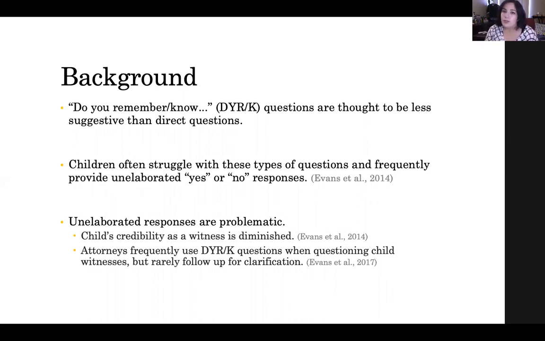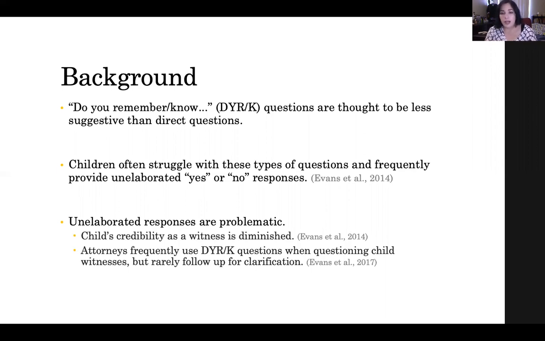So recently, researchers have begun investigating the use of indirect speech acts, such as do you remember questions, with child witnesses. As I discussed earlier, a question like, do you remember what color the getaway car was, asks a witness explicitly, do you remember? And implicitly, what color was the getaway car? So these questions are thought to be less suggestive because instead of presuming that the child has this information, they first probe for whether they know or remember that information. However, we know that kids do struggle with these types of questions.